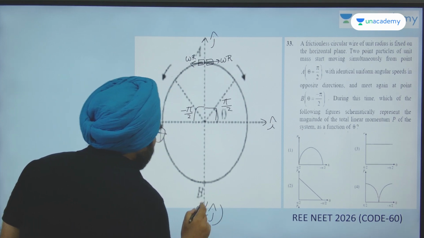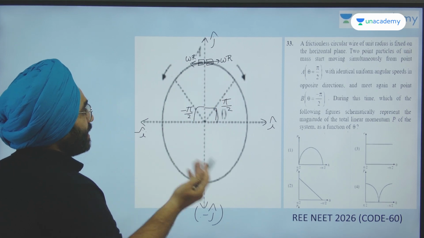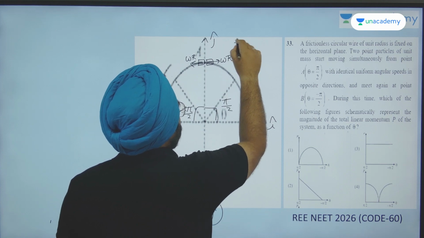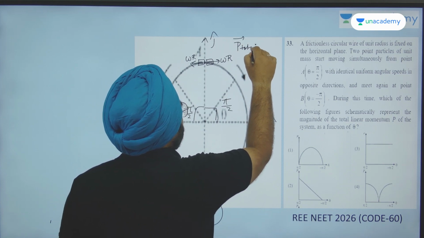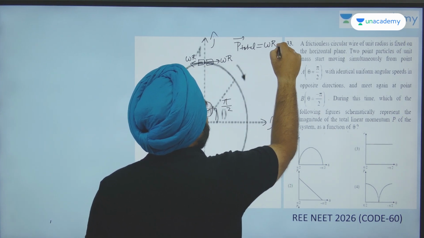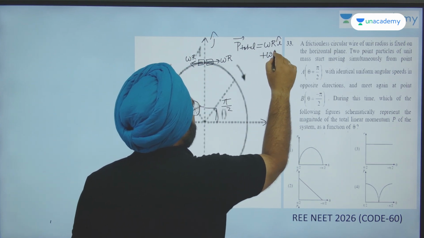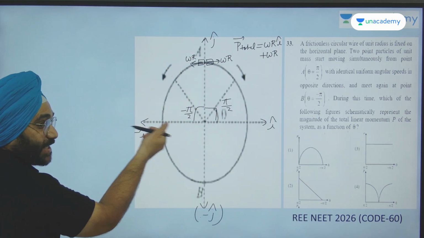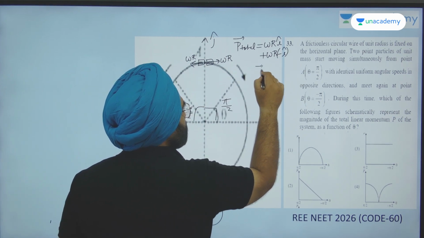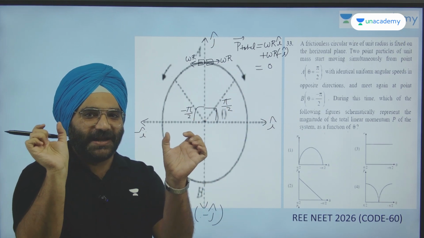In this situation, if I try to find the net momentum, the total linear momentum in vector form, it will be m omega r i cap plus m omega r minus i cap. Understood? So the answer will be 0. By common sense, you can get an idea: two bodies moving with momentum mv and minus mv, total is 0.